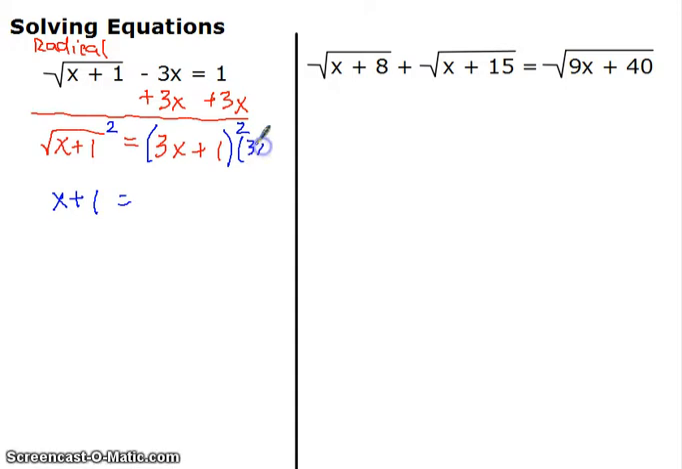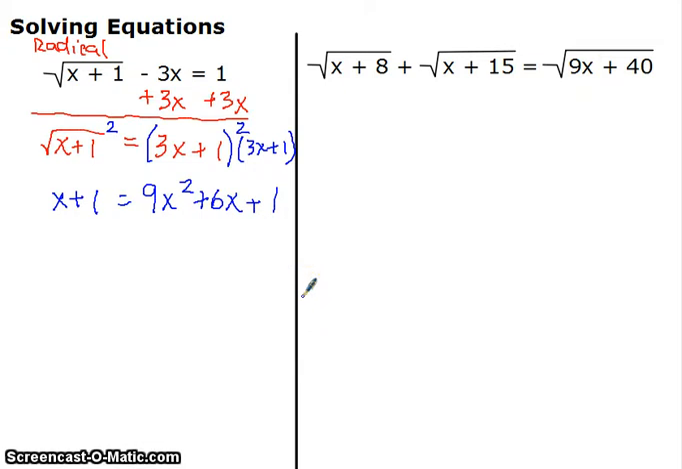So 3x plus 1 again. So 3x times 3x is 9x squared. That's 3x times 1, so 3x, and then another 3x times 1, so another 3x. Add those together, and you get 6x. And then 1 times 1 is 1.